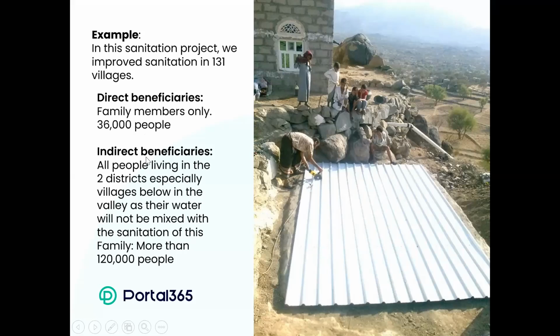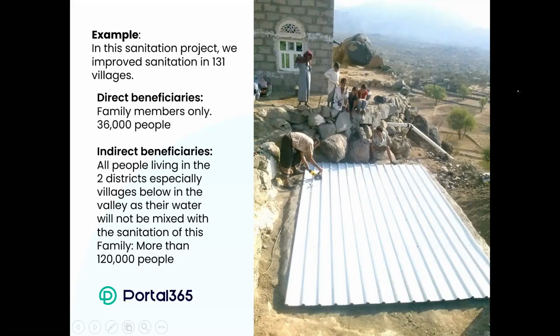But who are the indirect beneficiaries? They are all the people living in the two targeted districts, especially, for example, if this village is on a mountain, and there are many villages below this village. When there is heavy rain, usually the rain comes and cleans all their sanitation and takes it with the rain, and this goes to all the water sources, and then they become infected by human excreta or bacteria, and then they become more vulnerable to diarrheal diseases.